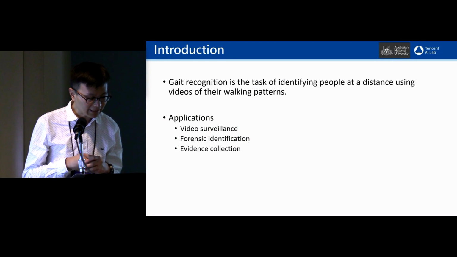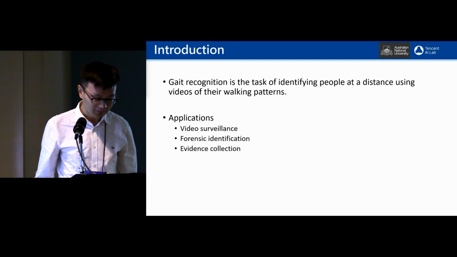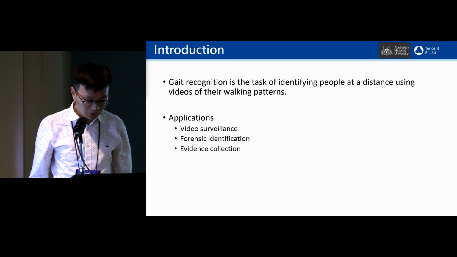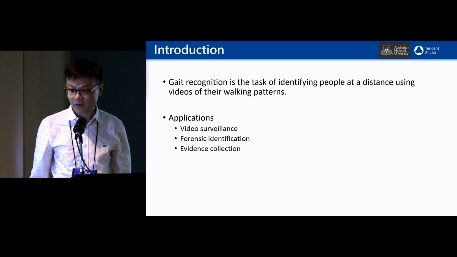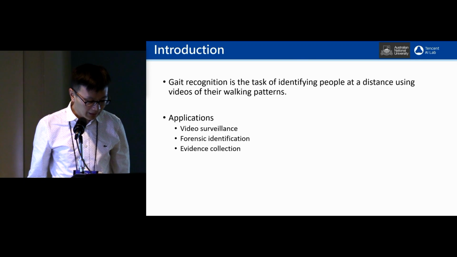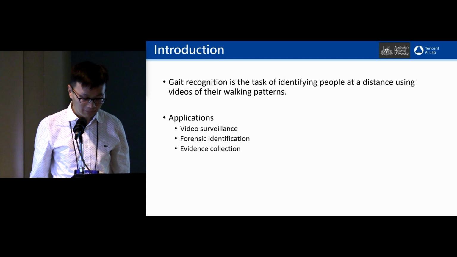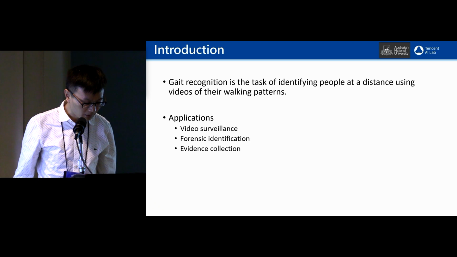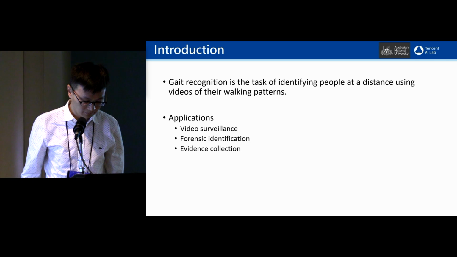Gait recognition is the task of identifying people at a distance using videos of their walking patterns. This is an active research topic in the field of computer vision due to its importance in real-world applications, such as video surveillance, forensic identification, and evidence collection. As a behavioral biometric, gait exhibits unique advantages over other biometrics like fingerprints, iris, and face, because gait-based methods can identify subjects from low-resolution video sequences with no subject cooperation.